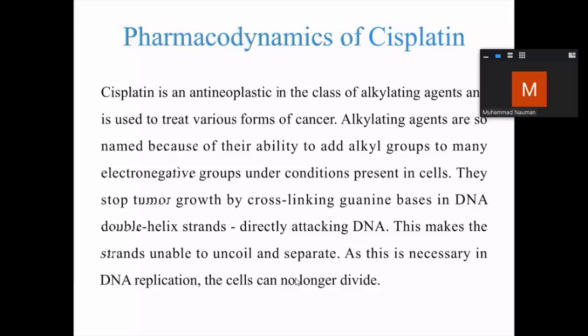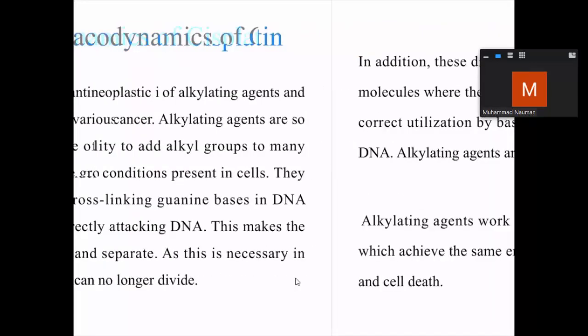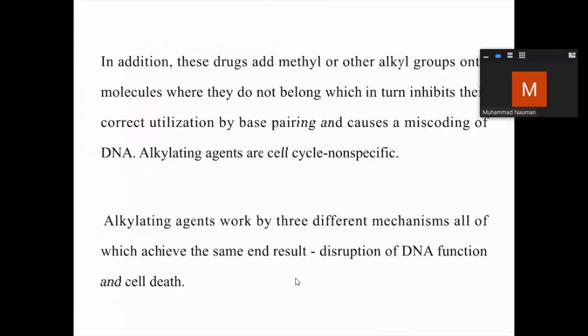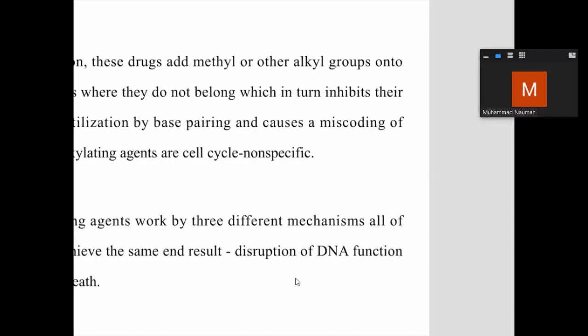In addition, these drugs add methyl or other alkyl groups onto the molecule where they do not belong, which in turn inhibits their correct utilization by base pairing, because of miscoding of DNA. And alkylating agents are cell cycle non-specific. They don't particularly act on a single checkpoint. They have no specificity for the phases of the cell cycle. Alkylating agents work by three different mechanisms, all of which achieve the same end result: disruption of DNA function and cell death. What is the mechanism of action of cisplatin?